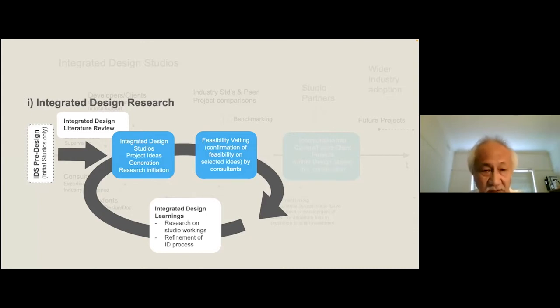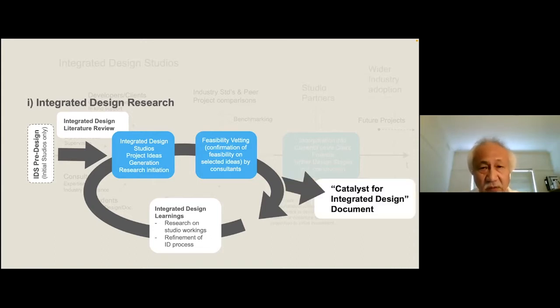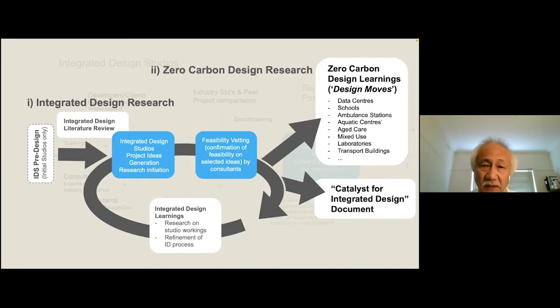Once a student integrated design studio finishes, we have the consultant come in with feasibility vetting reports. Based on those reports, we have generated a catalog of the technology that we could apply in different building typologies. One of the outcomes that we got out of this is a catalyst for integrated design studio document. This is a living document that we have.